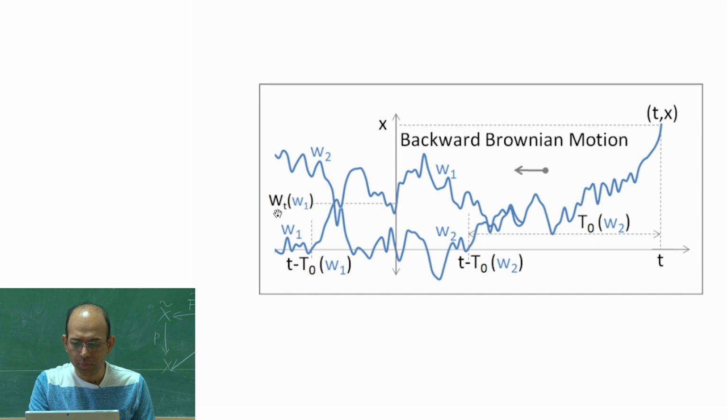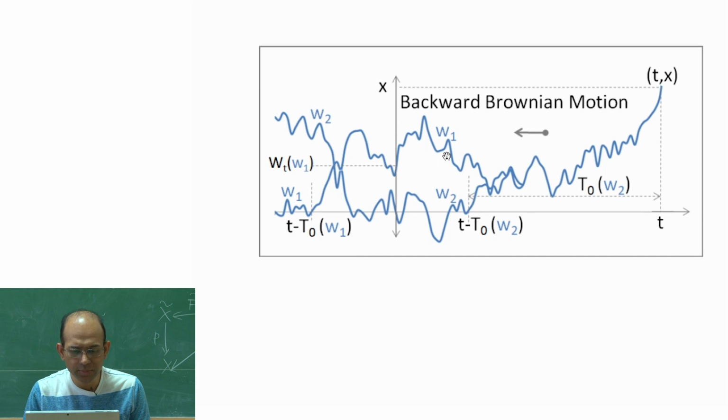Why Wt of W1? Because W1 is the path, and your Brownian motion started here, so it is time 0, and then your clock started. Since this distance is exactly time t, you need exactly time t to hit here. It doesn't matter whether you go up or down, you need exactly time t to hit here. So when you hit here, then in your clock you have t time of Brownian motion. So Wt of W1 is this point. Of course, this is a random variable.